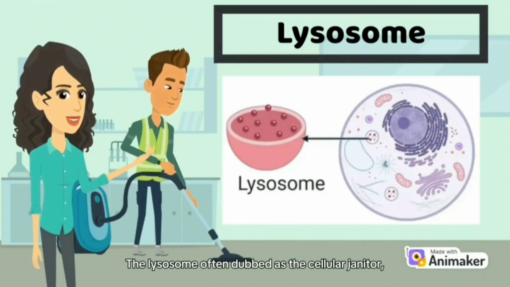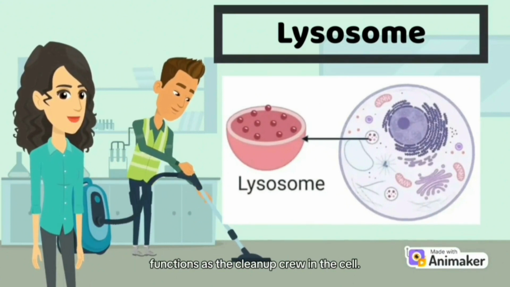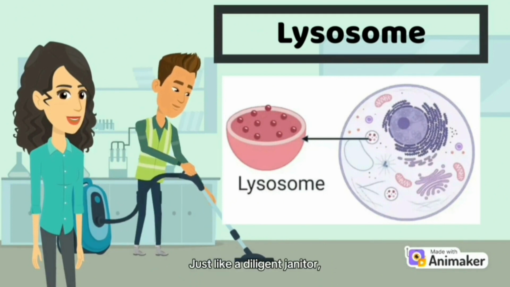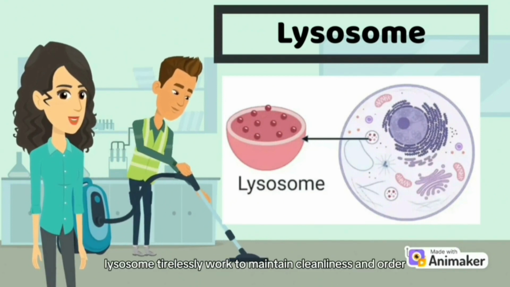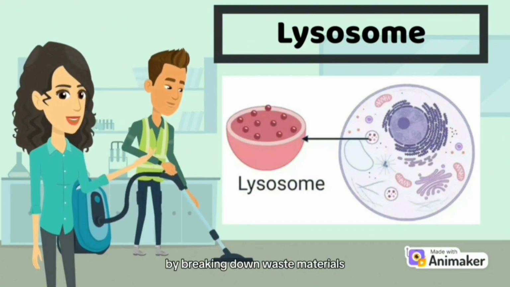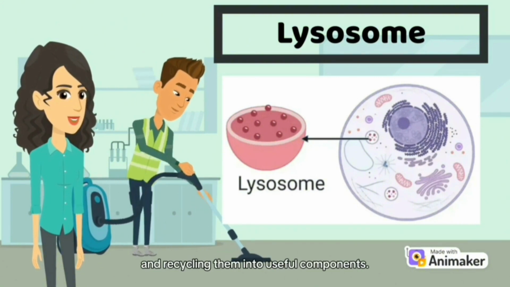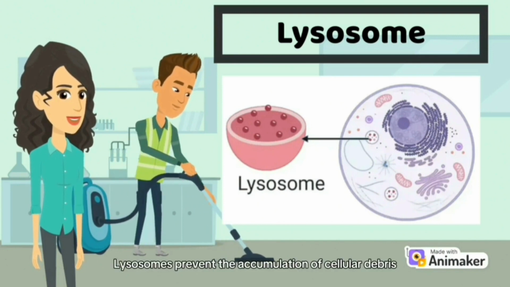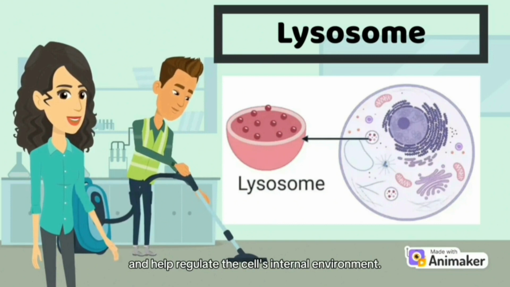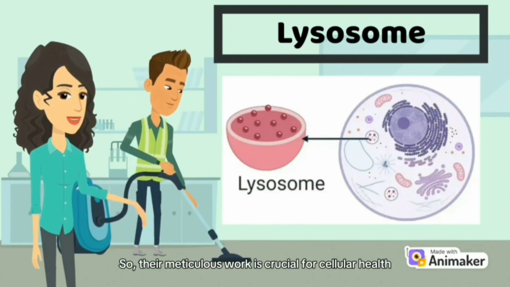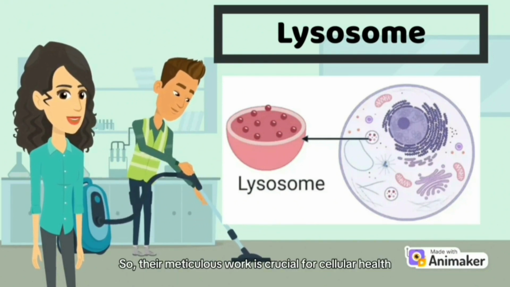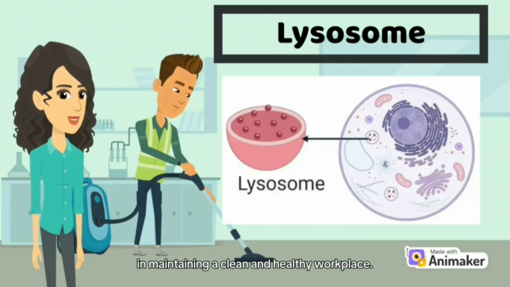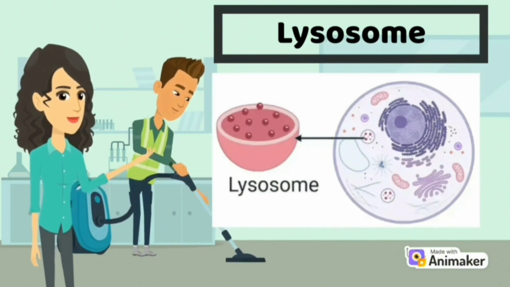The lysosome, often dubbed as the cellular janitor, functions as the cleanup crew in the cell. Just like a diligent janitor, lysosomes tirelessly work to maintain cleanliness and order by breaking down waste materials and recycling them into useful components. Lysosomes prevent the accumulation of cellular debris and help regulate the cell's internal environment. So, their meticulous work is crucial for cellular health and function, much like the role of a janitor in maintaining a clean and healthy workplace.